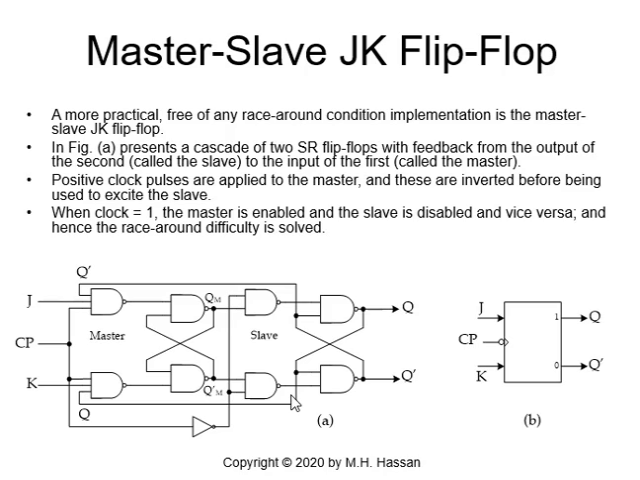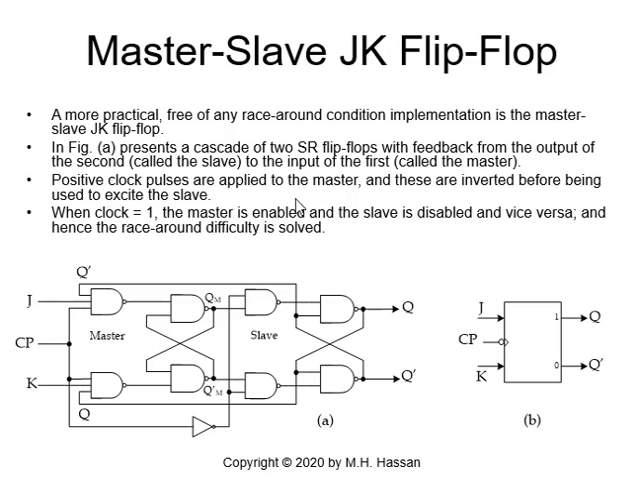So it is two cascaded SR flip-flops, one acting as a master and one acting as a slave. The symbol or the symbolic diagram is shown, the clock diagram of the JK flip-flop. The clock pulse is again the input, the outputs Q and Q prime, and J and K the inputs. So figure A represents a cascade of two SR flip-flops with feedback of the output of the second, which is called the slave, to the input of the first, which is called the master.